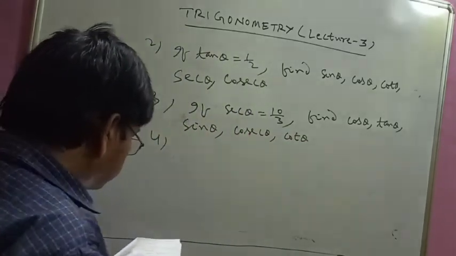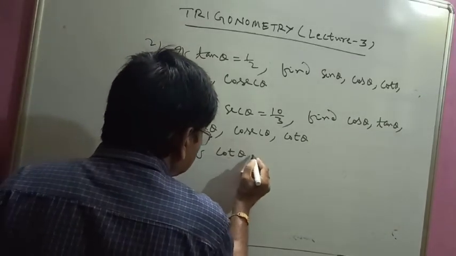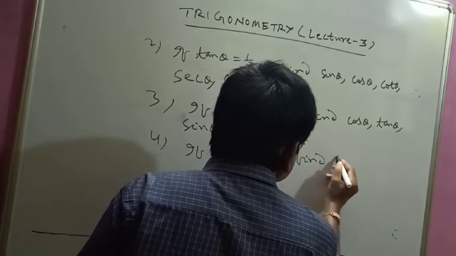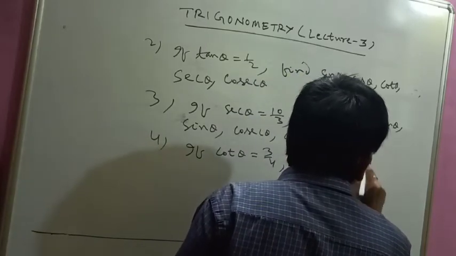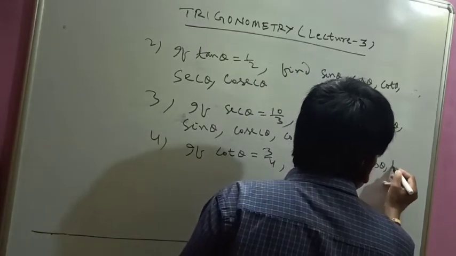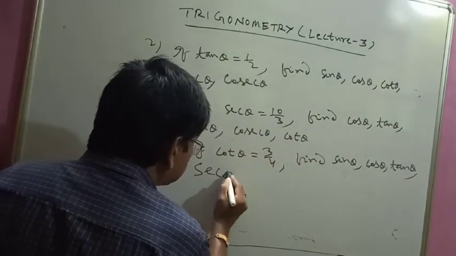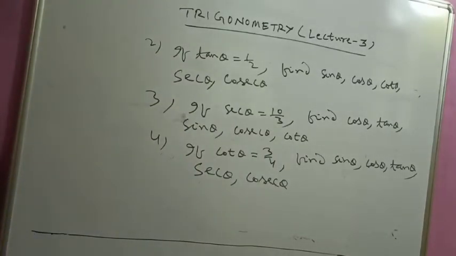And number 4, next question: if cot theta is equal to 3 by 4, find sin theta, tan theta, cos theta, sec theta, cosec theta. So this you must solve, like question number 1 I have solved. All these you will solve in the same manner. This is very simple, so you can solve it.